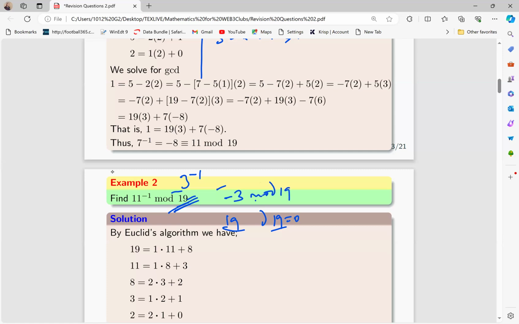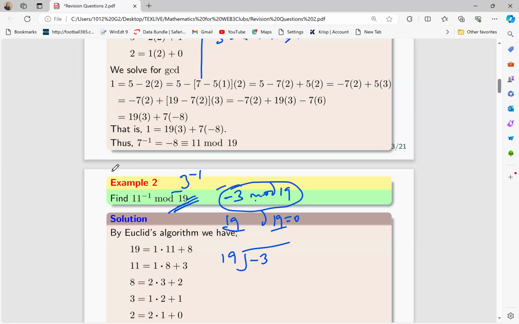Mod 19. Yes, mod 19. We are asked to find -3 mod 19. The way we were doing last time you were here, we said we will take -3, divide by 19, and the remainder will be what?